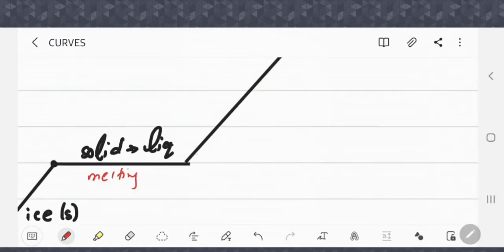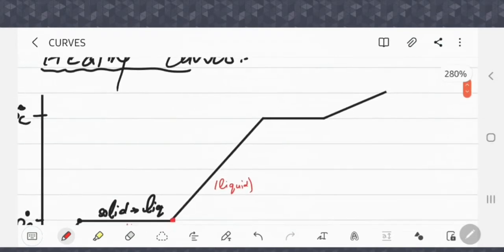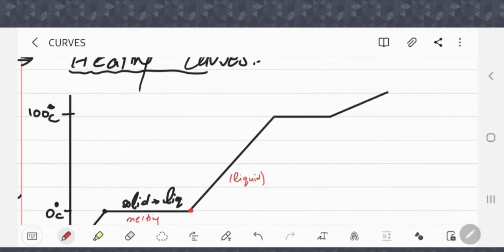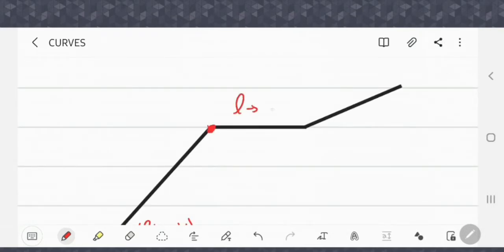Moving on, at this temperature where I am marking, the whole ice, a solid, will be turned into a liquid, and from now on it will be liquid and the temperature will again rise. We can mark it as it will remain liquid until 100 centigrade comes, because at this temperature, as we all know, the water will evaporate. So we'll say that it is liquid and it is converting into gas.